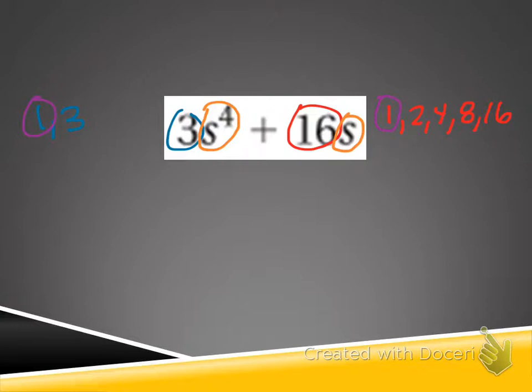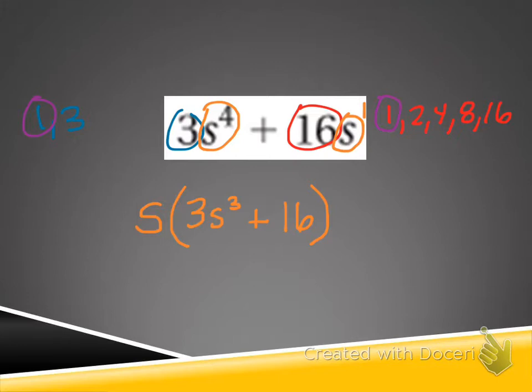Now, they both have an s in common. So how many s's can I pull out of both without taking too many? I have 4 available on 3s to the 4th, and I have 1 available on 16s. So that means I have 1 available for both. And that's the maximum I can take. So I'm going to pull out an s, because I can't pull out any of the numbers. Well, I could pull out a 1, but that won't help us. So I'm still going to have 3s to the 3rd, because I pulled 1 out. And when I pull out the only s from 16s, I'm just left with plus 16.